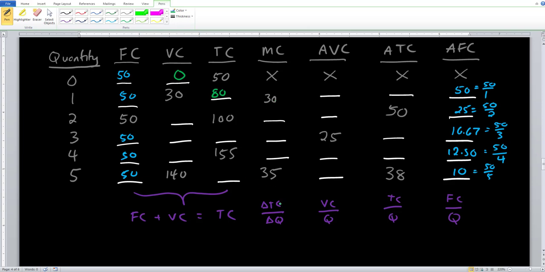So change in total cost divided by change in quantity. So what does the total cost change by? It's going to be 30. What does the quantity change by? It's 1. So therefore, yes, our marginal cost is exactly right, even though the information is given to us.